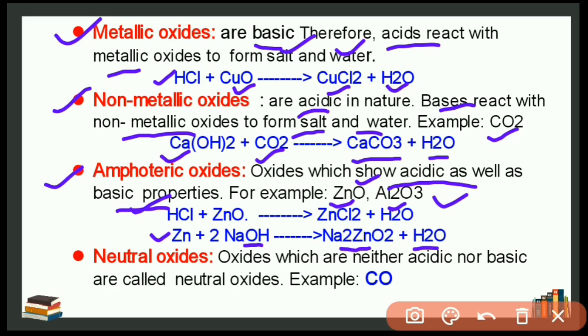Next type of oxide is neutral oxide. The oxides which are neither acidic nor basic are called neutral oxides. For example, carbon monoxide. It cannot react with acid and also not with base.